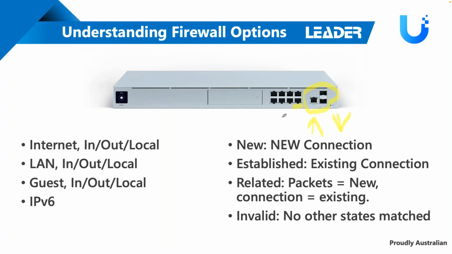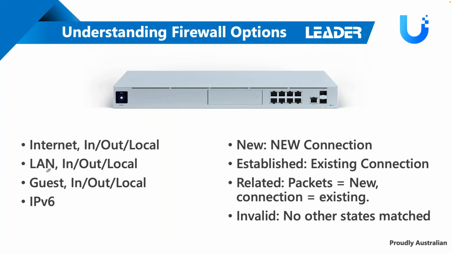And internet local would be everything coming from the internet externally and attempting to reach my actual appliance, in this instance, the UDM Pro SE. So by default, that internet local option would just drop all the traffic because you don't want traffic from the internet to be able to hit the UDM that you use as your gateway. So essentially, the primary ones that we'll look at are internet in and internet out.